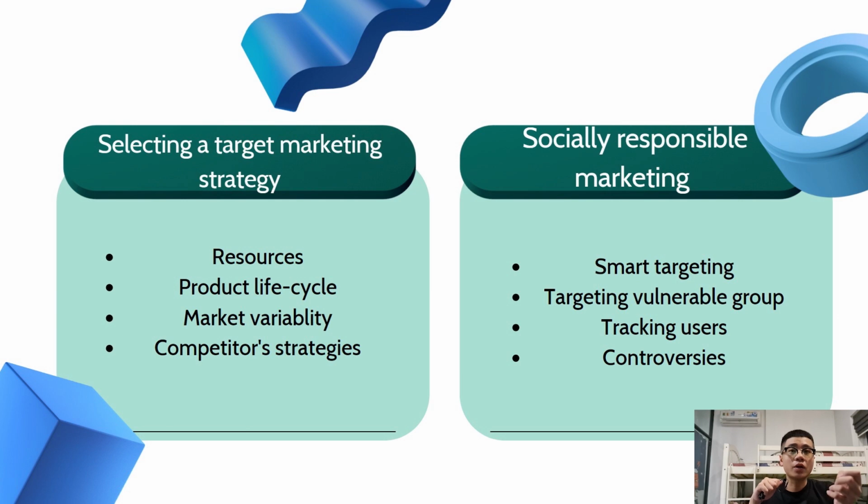And finally, target marketing focuses on approach and purpose, and controversy arises when the marketer prioritizes profits over the well-being of the target audience. So socially responsible marketing balances the interests of both the company and the target audience that they're trying to advertise to.